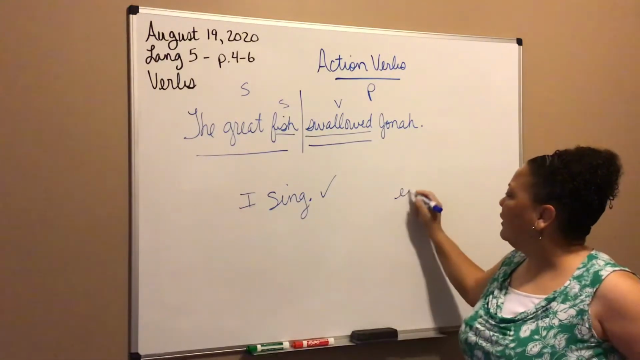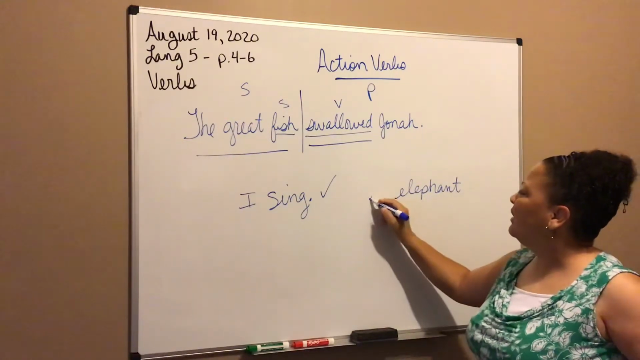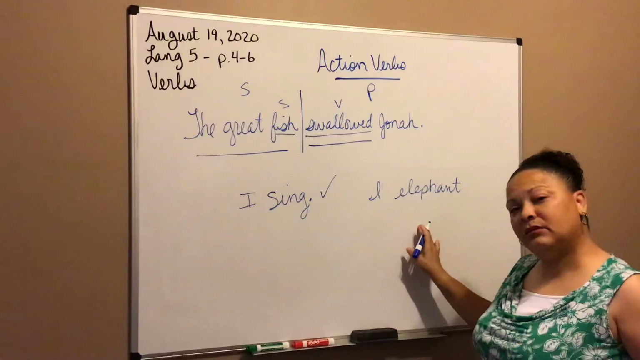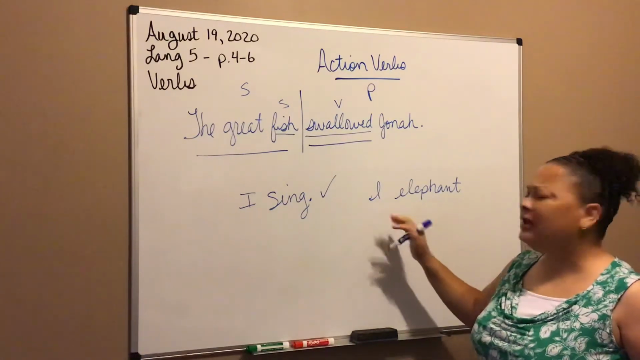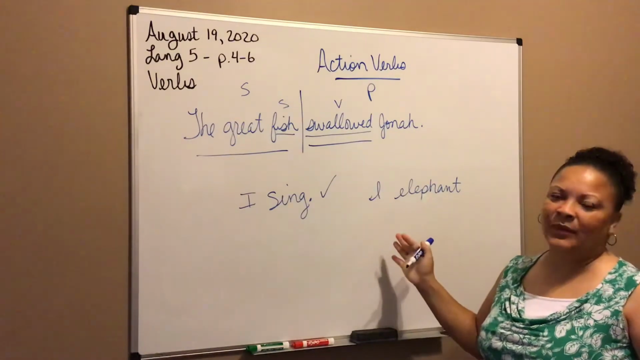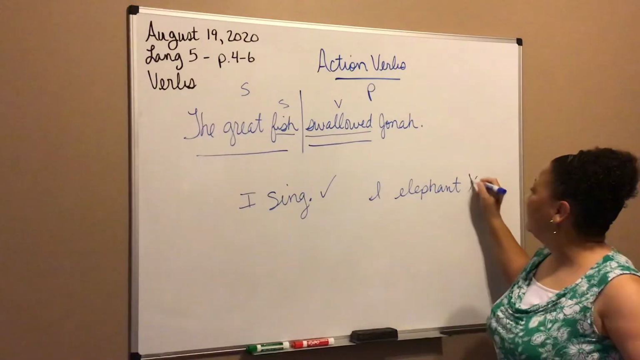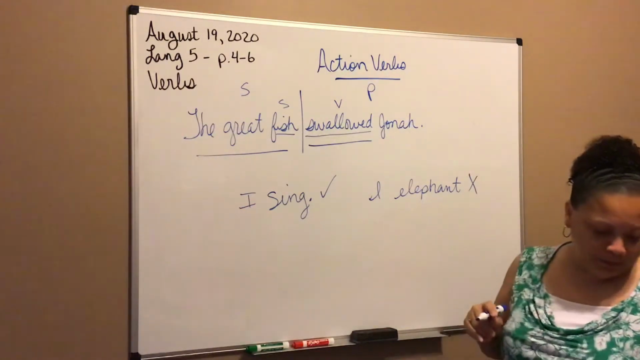Let's try the word elephant. Can I say I elephant? Can I say you elephant? Doesn't really make sense, right? So it's not an action. So this would not be a verb.